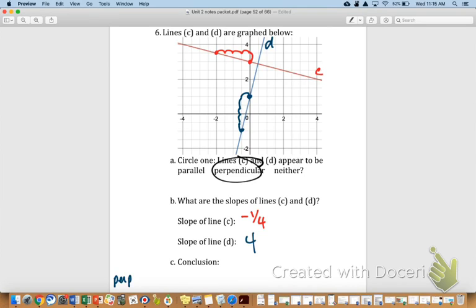So if we had a conclusion here, and I said perpendicular lines have blank slopes. Could we fill in the same word we did before? Do perpendicular lines have equal slopes? You can tell they're different, right? One of them is 4 and the other one's negative 4.